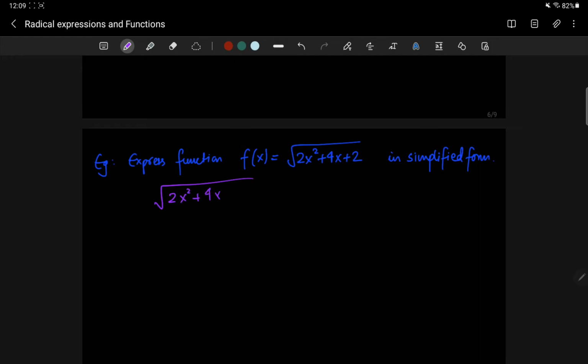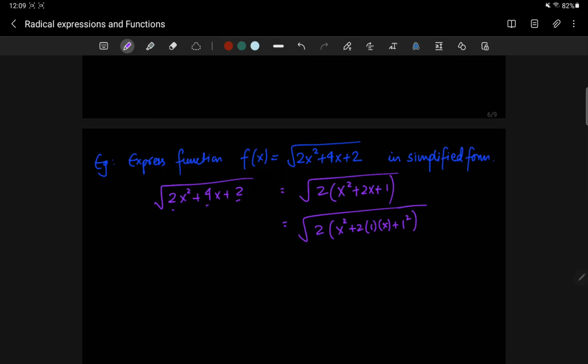The first thing I notice is that all of these numbers are even, which means I can factor out a 2. When I factor out a 2, I get x squared plus 2x plus 1, which rings a bell. Wait, this might be a perfect square, because it follows the pattern of x squared plus 2 times 1 times x plus 1 squared, which we know from our factoring lessons is actually a perfect square.